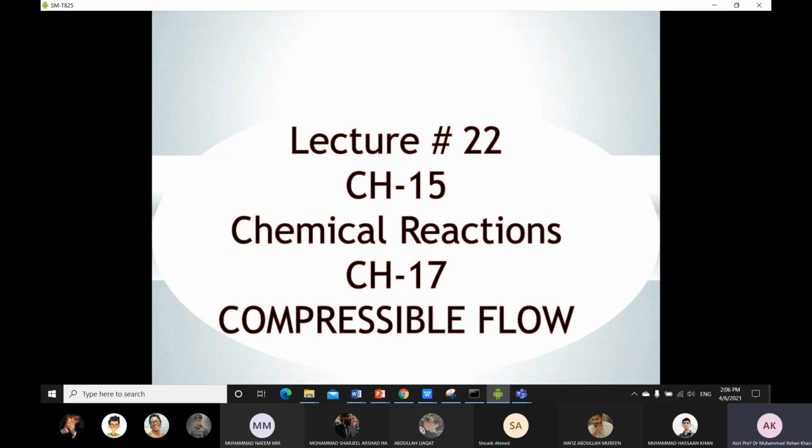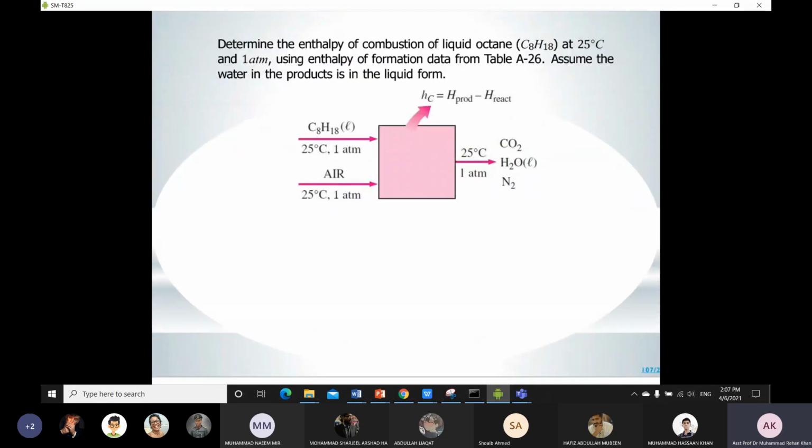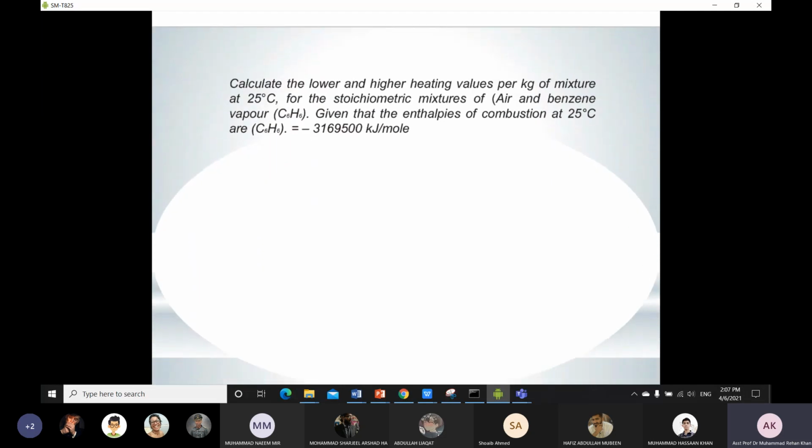Okay, so coming towards lecture number 22, as mentioned, chapter 15 and chapter 17. First we will discuss some problems related to chapter 15, which is chemical reactions, and then we will move towards the new chapter, which is compressible flow. We will discuss why we study compressible flow in thermodynamics, because it is a fluid mechanics topic, but we still have to look into compressible flow in thermodynamics as well. Coming to the first part, this is the question we already practiced in the previous class, and this is the question we have to look into in today's lecture.